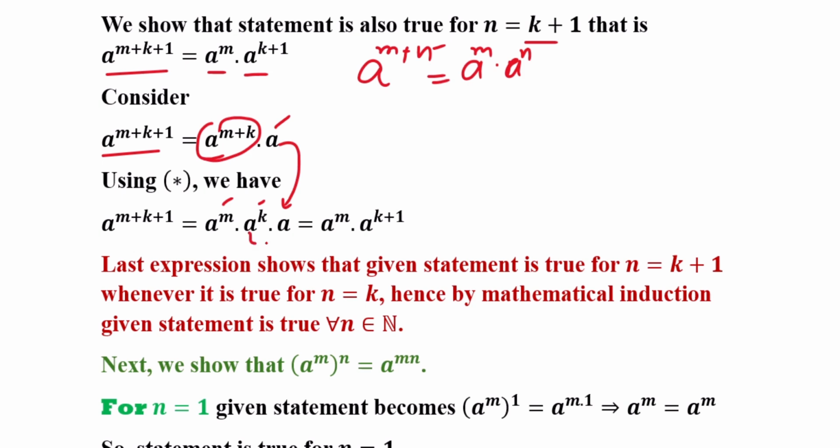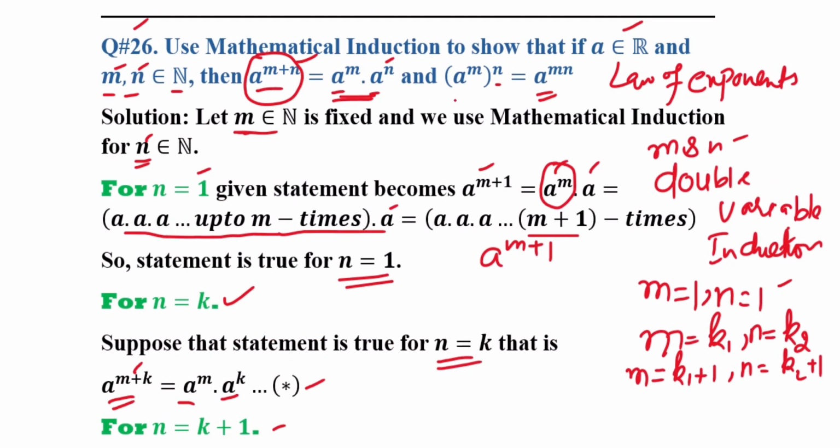Now by combining these two factors, we have a raised to power m into a raised to power k plus 1. The last expression shows that the given statement is true for n is equal to k plus 1 whenever it is true for n is equal to k. Hence, by mathematical induction, the statement is true for every positive integer. This question has a second part also: a raised to power m whole power n is equal to a raised to power mn.